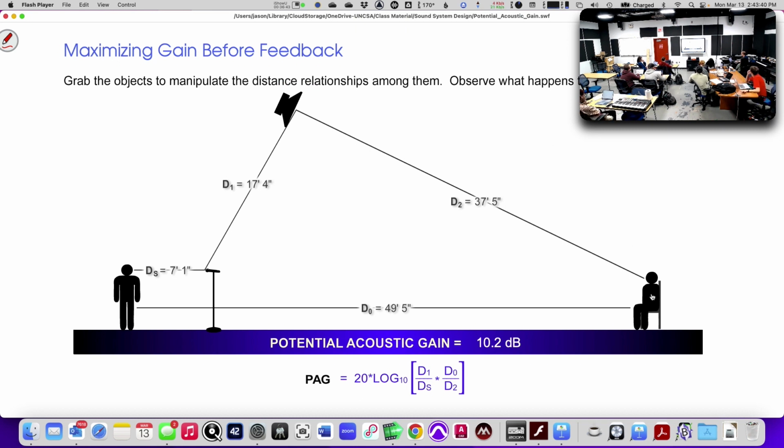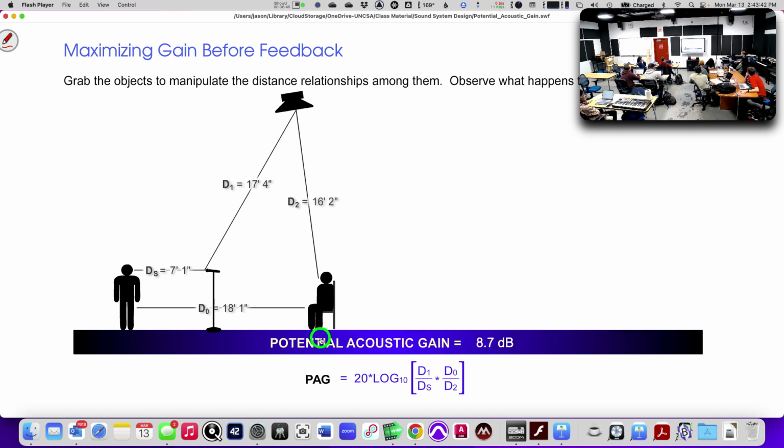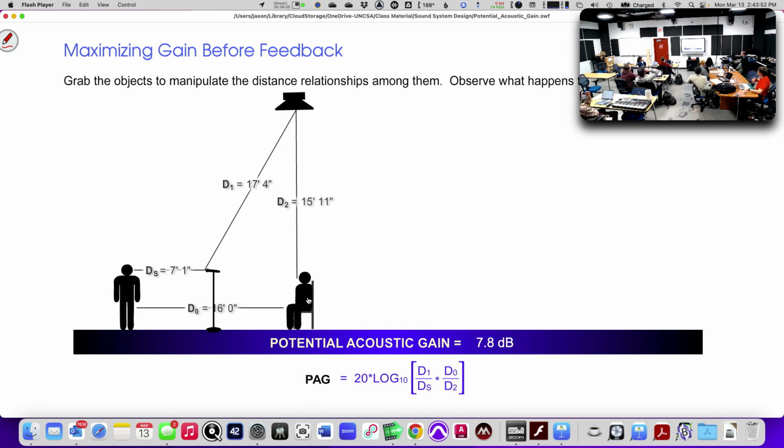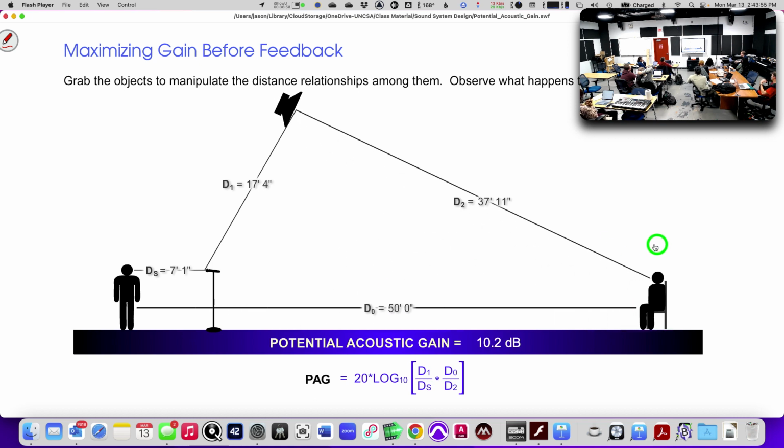Well, we could maybe move the listener around. Interestingly enough, if you get them closer, the gain goes down. Why? Because the natural sound from the talker gets louder, right? And so the difference is less. Is this taking into account the loudspeaker pointing more towards the listener? No, we're assuming omnidirectional right now. We're assuming omnidirectional loudspeaker, omnidirectional microphone. Don't worry about directivity yet. We'll get there. All we're worrying about is distance right now.